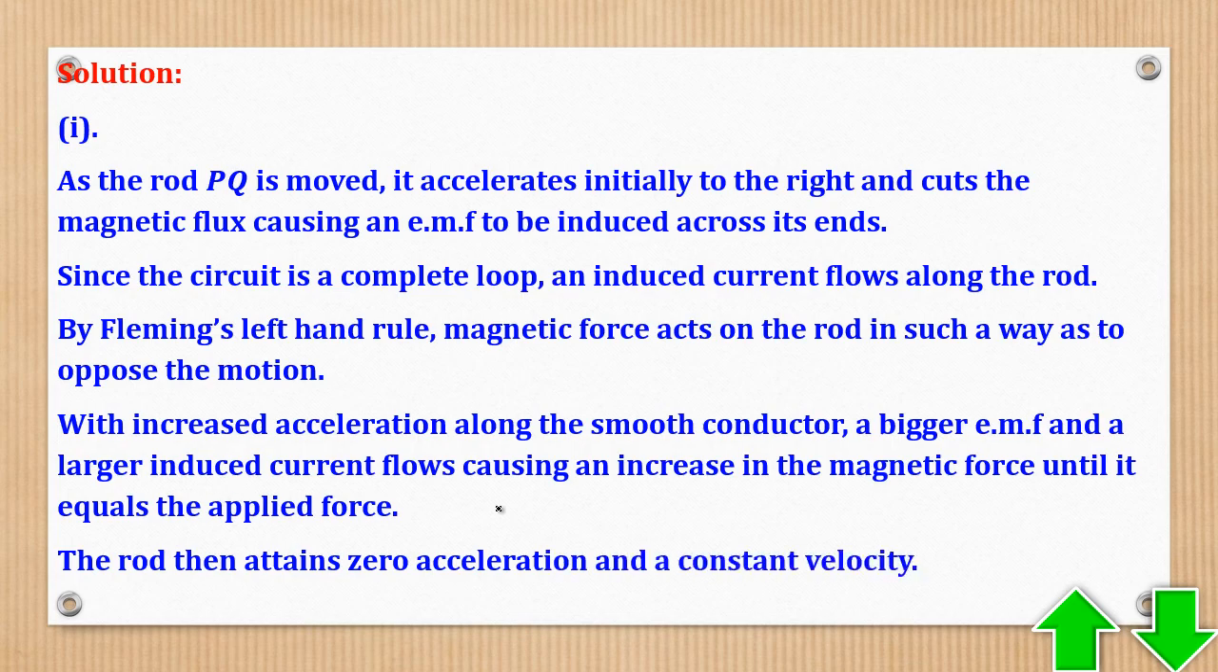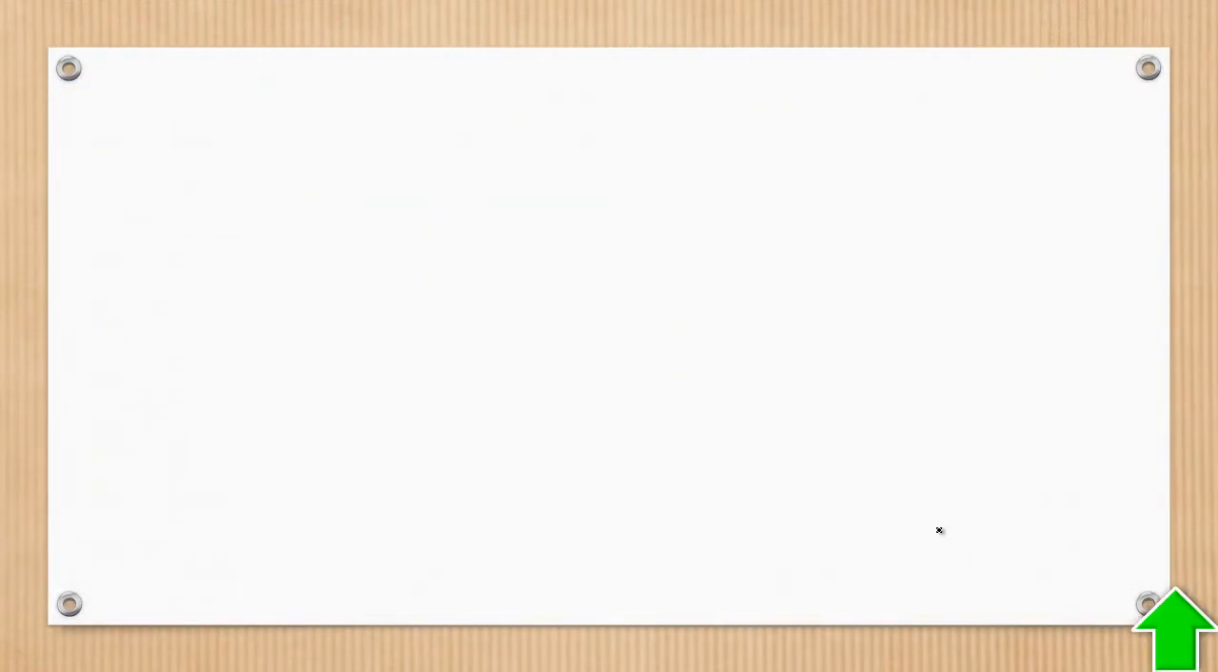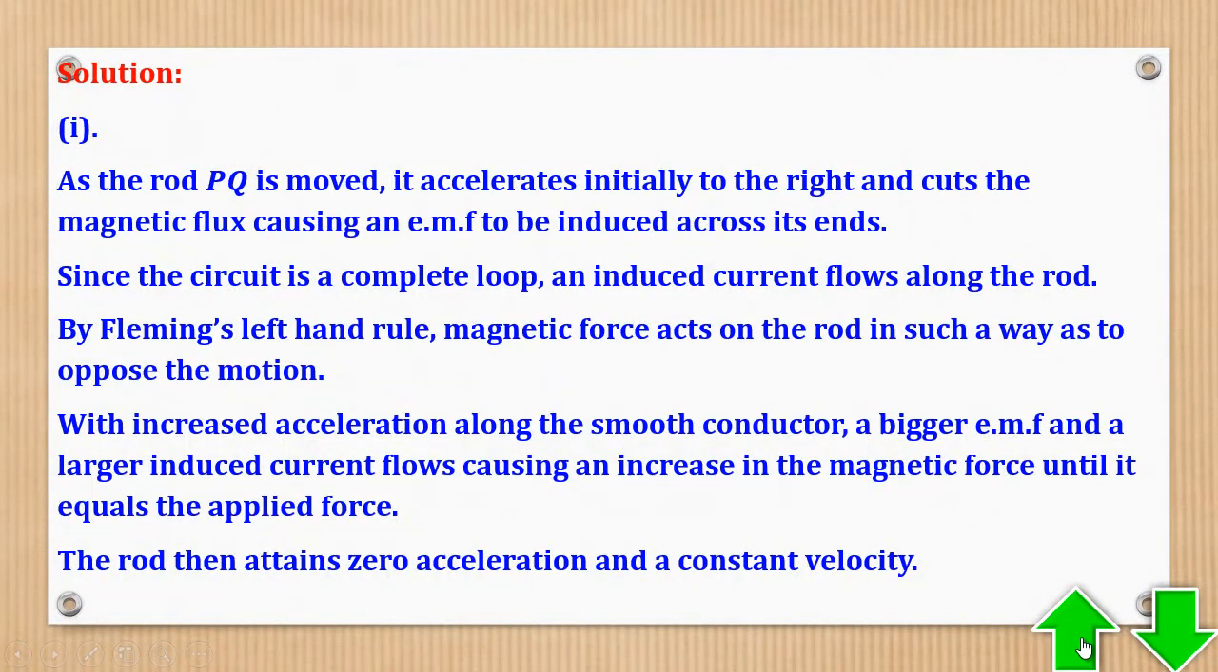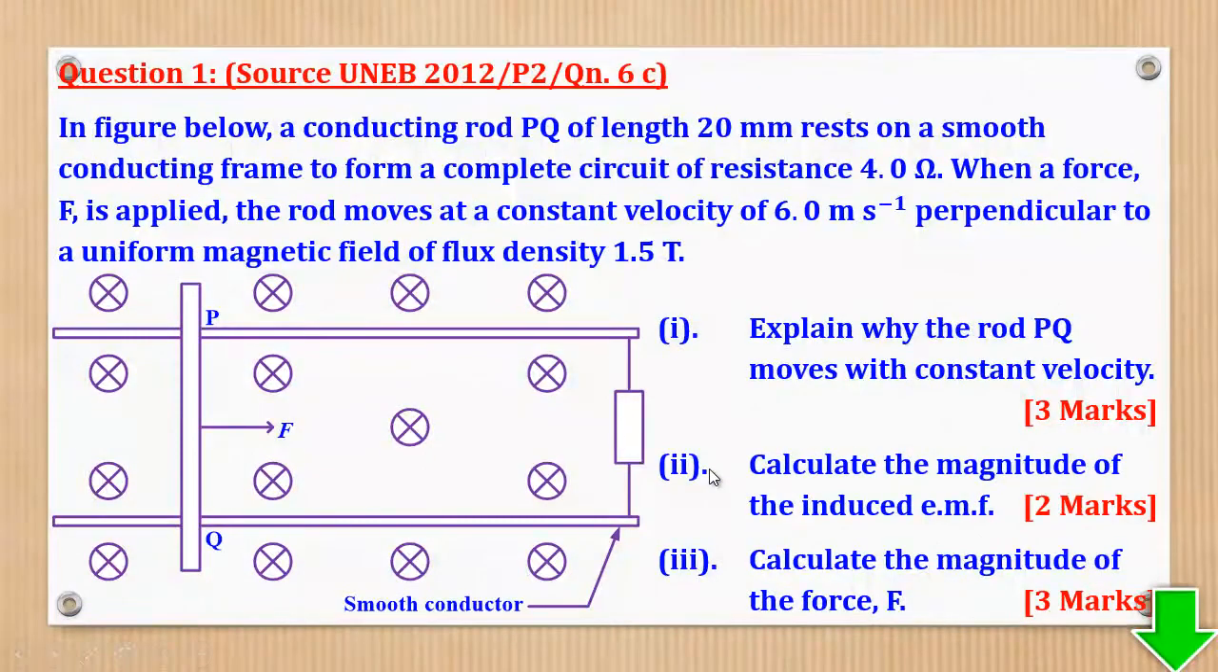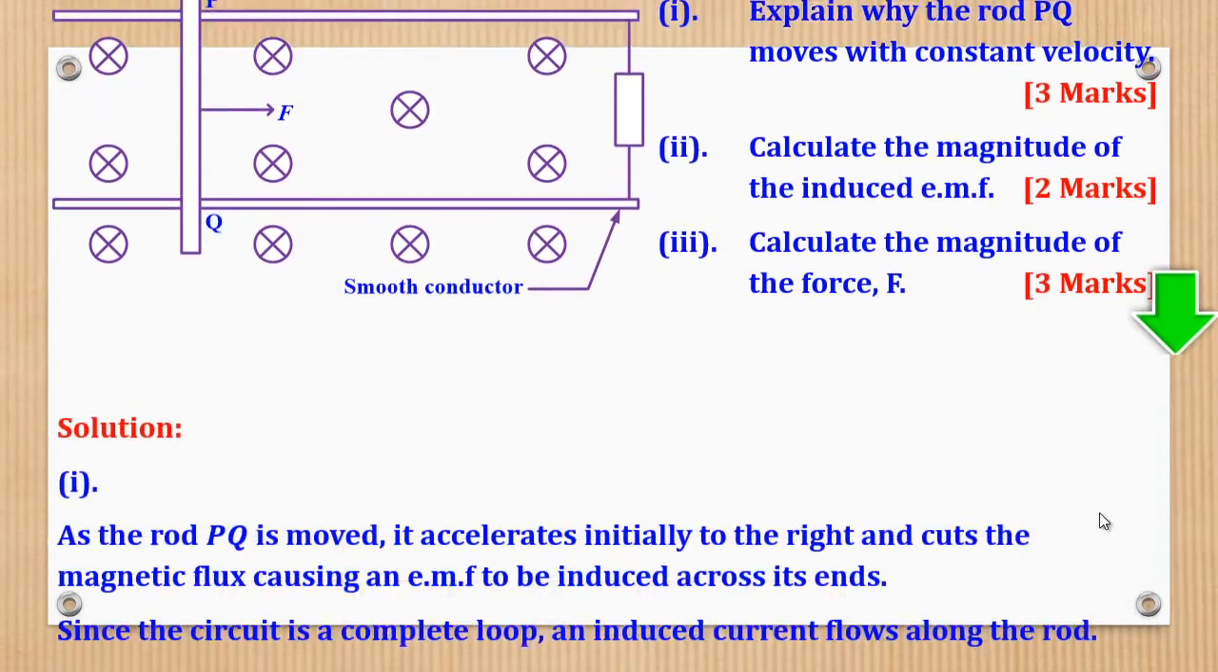So in this case, when the forces are equal, it means that acceleration is constant, and therefore velocity has to be constant. So basically that's why it moves with constant velocity, because opposite forces are equal. Then 2, calculate the magnitude of the induced EMF. And 3, calculate the magnitude of the force.